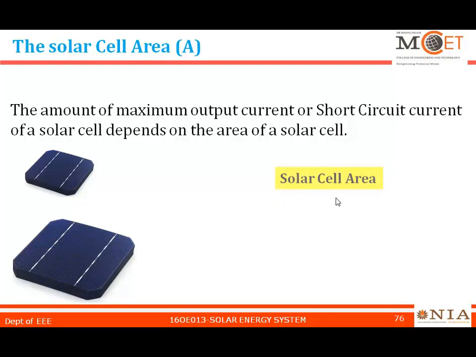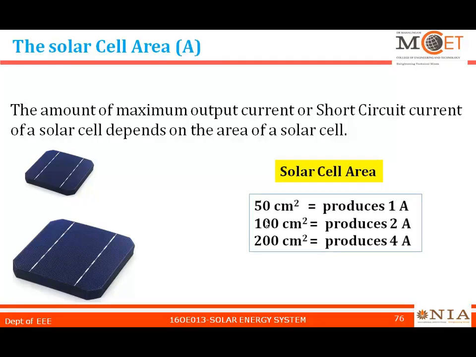So based upon your solar cell area, if it is 50 centimeters square, production of current will be 1 ampere. If it is 100 centimeters square, production will be 2 amperes. If it is 200 centimeters square, production will be 4 amperes. If the solar cell area increases, current also increases. If the solar cell area decreases, current also decreases. So for the production of electricity, this solar cell area plays a very important role.